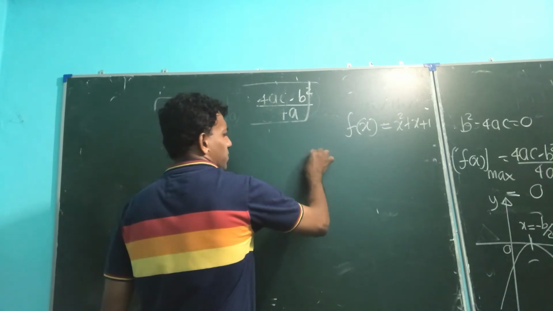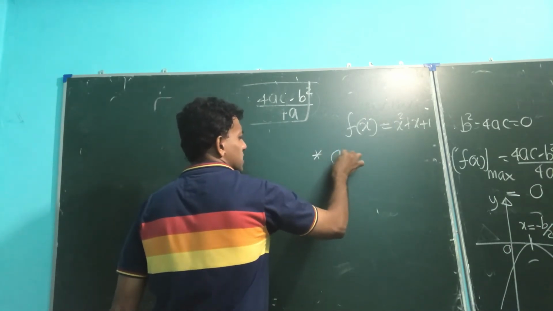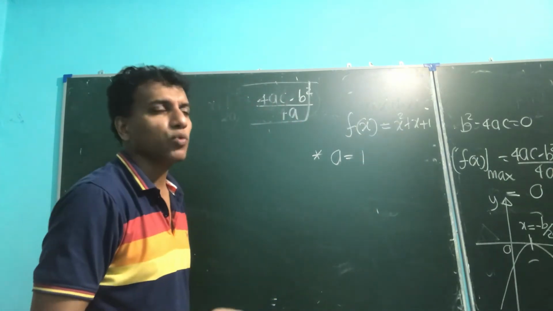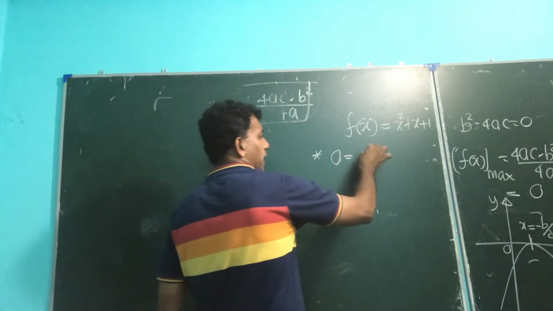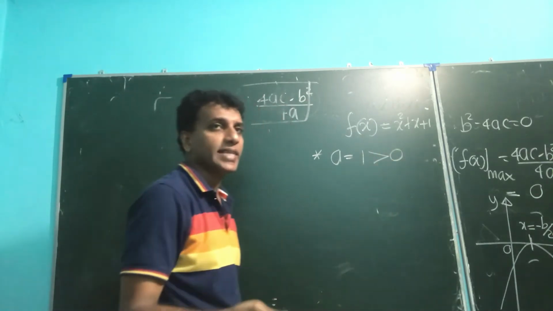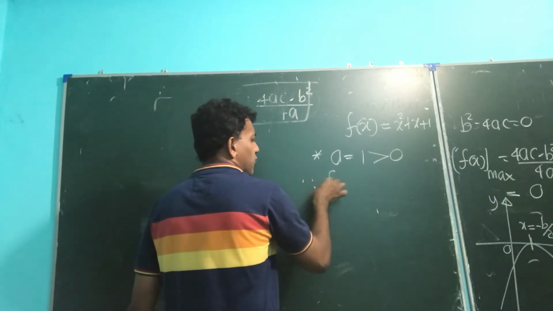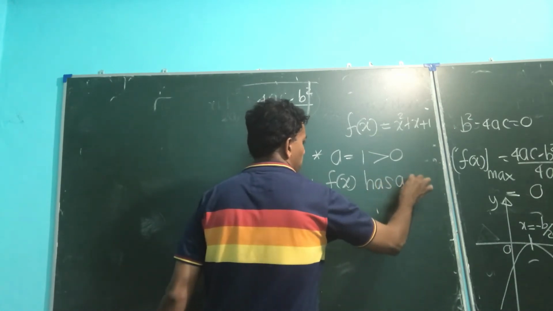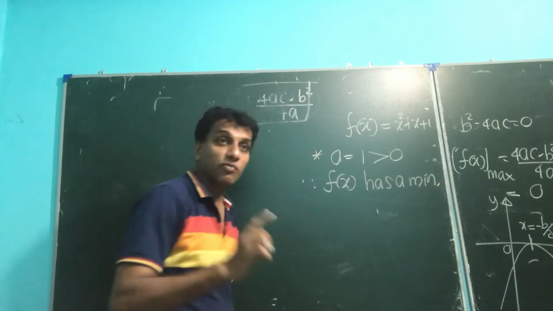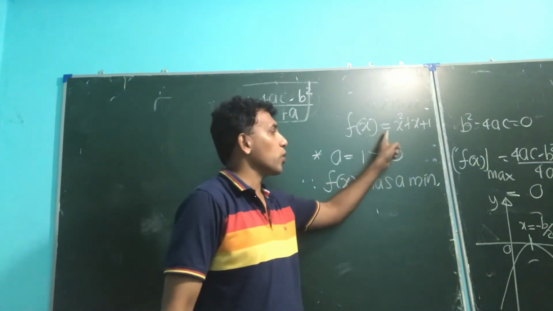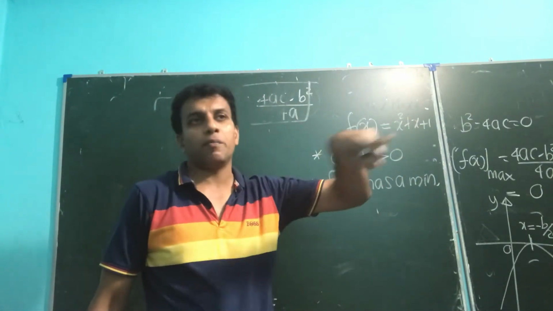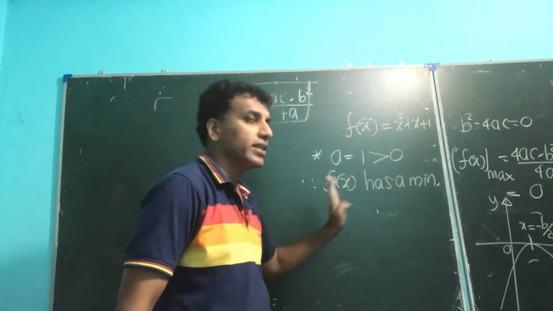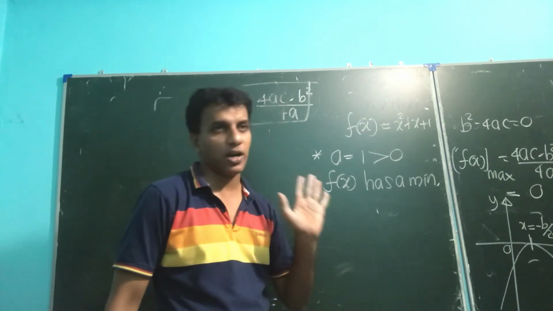Very first point, what is a here? a is 1. In front of x square, a is 1. What does 1 mean? More than 0, greater than 0. Therefore f(x) has a minimum. That's your first point. You define what the value is in front of x square. Positive means minimum. If negative, the graph has a maximum, right? First we define that. Okay, the graph is a minimum function.